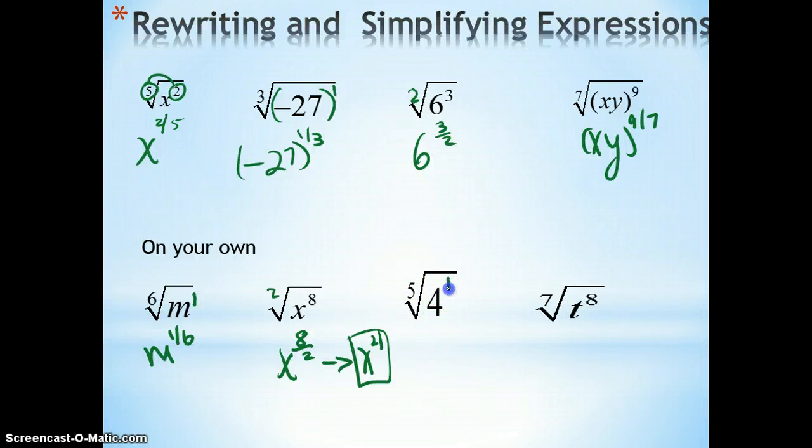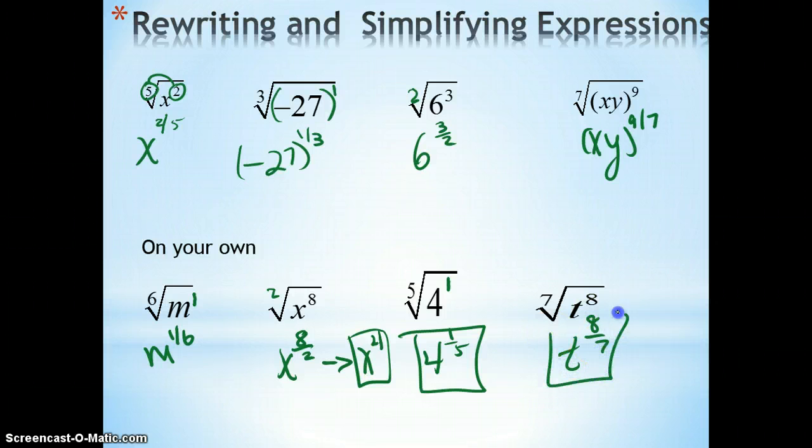So here 4 would be raised to the first power. So we would rewrite this as 4 to the 1/5. And our final one, t to the 8th, all under a 7th root, would be t to the 8/7. So again, we always take the power and it goes on top. The index, which is on the outside, goes on the bottom of the fraction, and then we reduce it if we can.